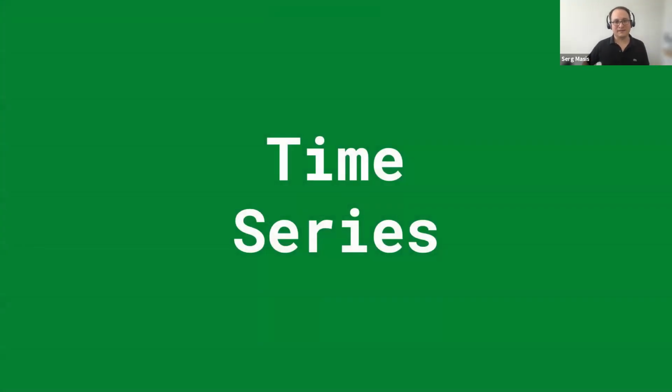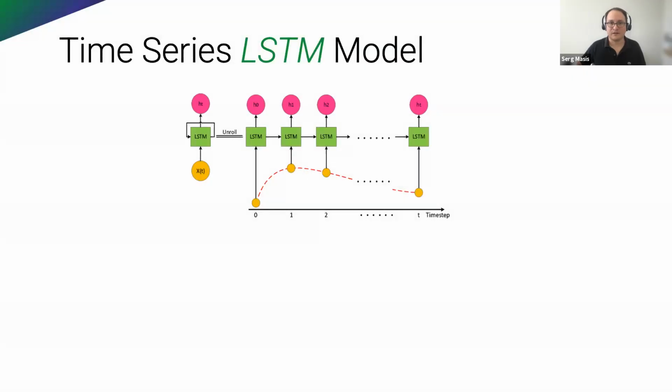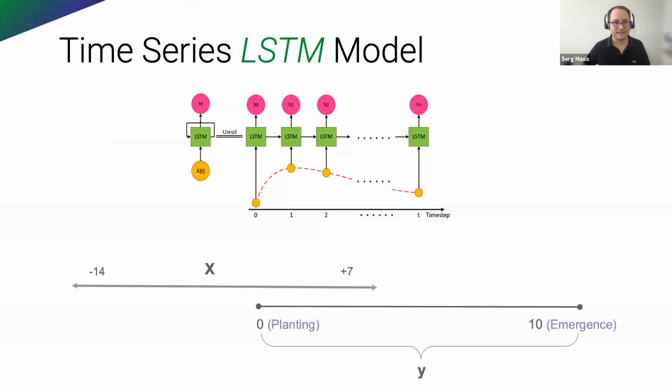The easiest way to look at it is as time series. So we're going to first discuss making a time series LSTM model, which stands for long short-term memory model. These are very popular in time series, and they can be used in multivariate cases as this one is. Imagine we have 14 days to the past. Here we're going to do a simple example, of what it takes to go from BBCH 0, which is planting, to BBCH 10, which is emergence. That is when the plant is above the ground.